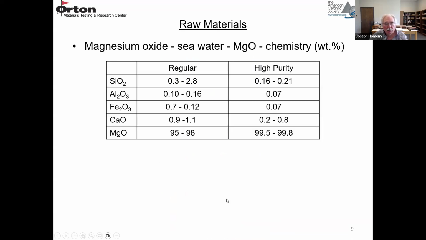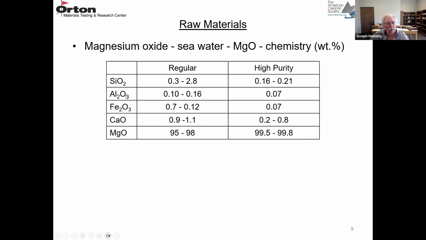But overall, MgO is pretty hydration resistant. It will hydrate somewhat if it's stored a long time before it's used. So this is magnesium oxide from seawater. There's a regular version and a high purity version. The regular version is 95 to 98% MgO. The high purity is over 99%, 99.5, 99.8. So it's high purity MgO.